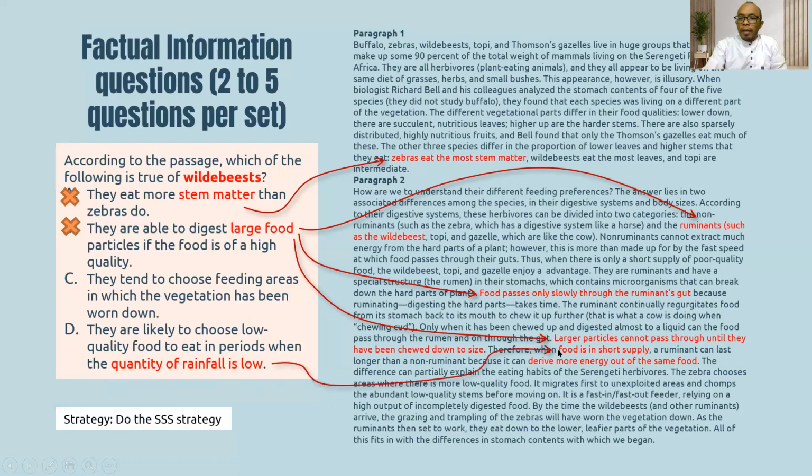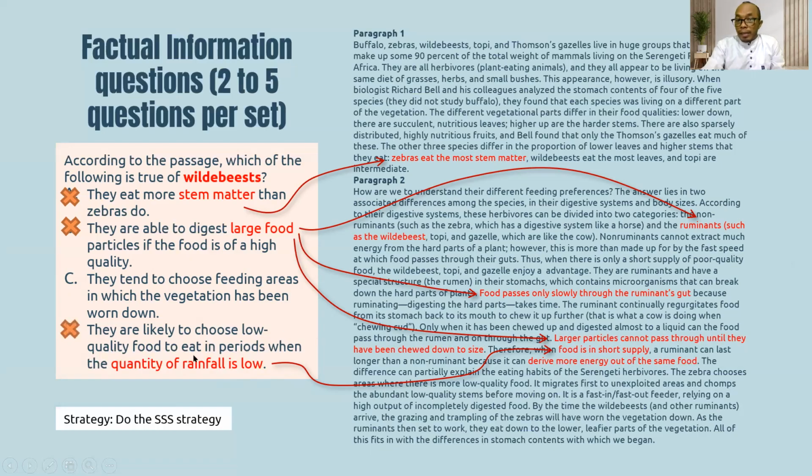There it is. So when the quantity of rainfall is low, that is synonymous, or it has the same meaning or information as this highlighted sentence, which is food is in short supply, right? What happens if the quantity of rainfall is low? The food is in short supply. Now, let's continue and see the information.